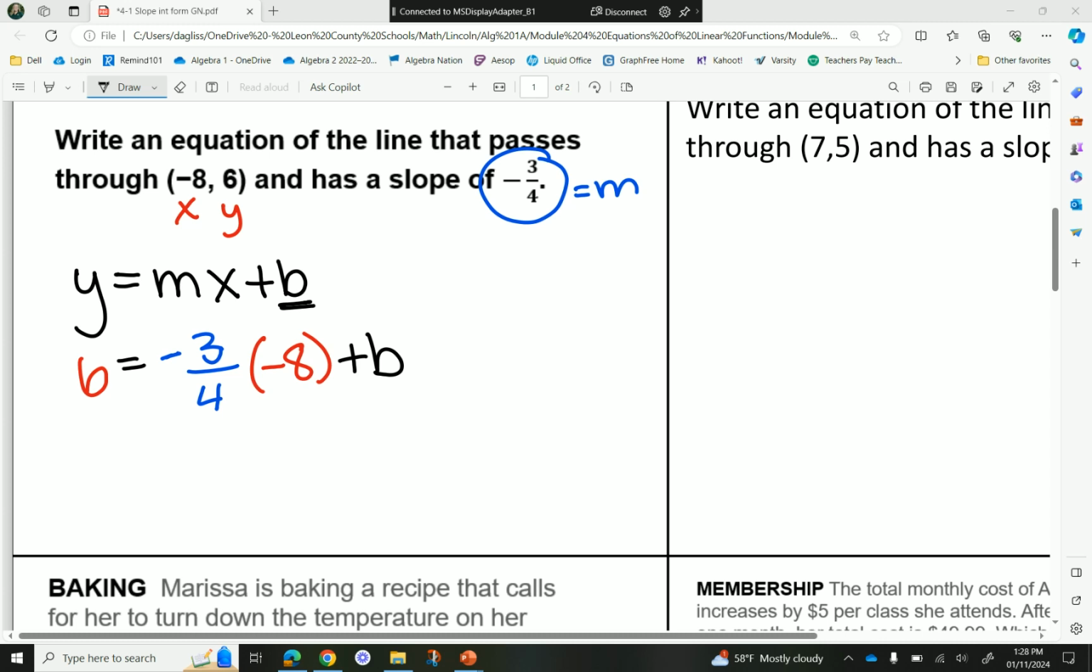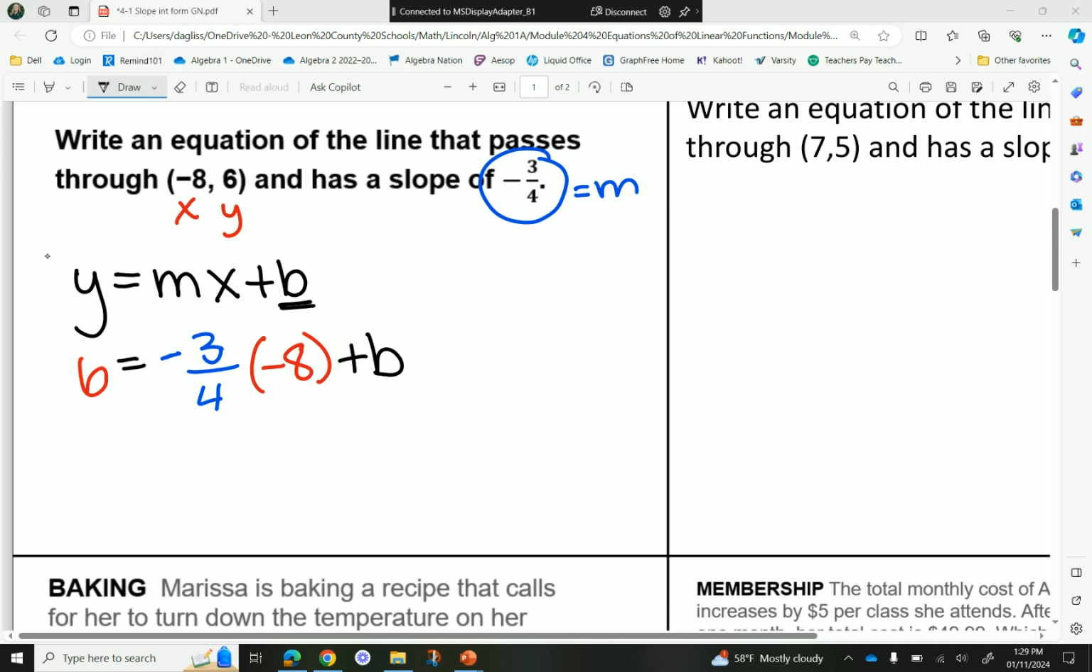Let's multiply that -3/4 and the -8 together. Work smarter, not harder. You have calculators. You got this. If you type in -3 divided by 4, it gives you -0.75, right? And then you multiply it by -8, and we get 6.